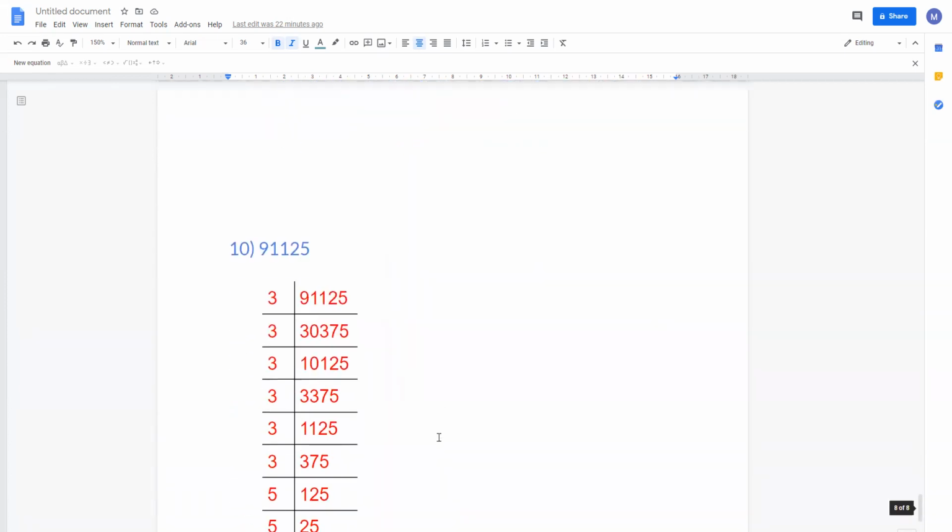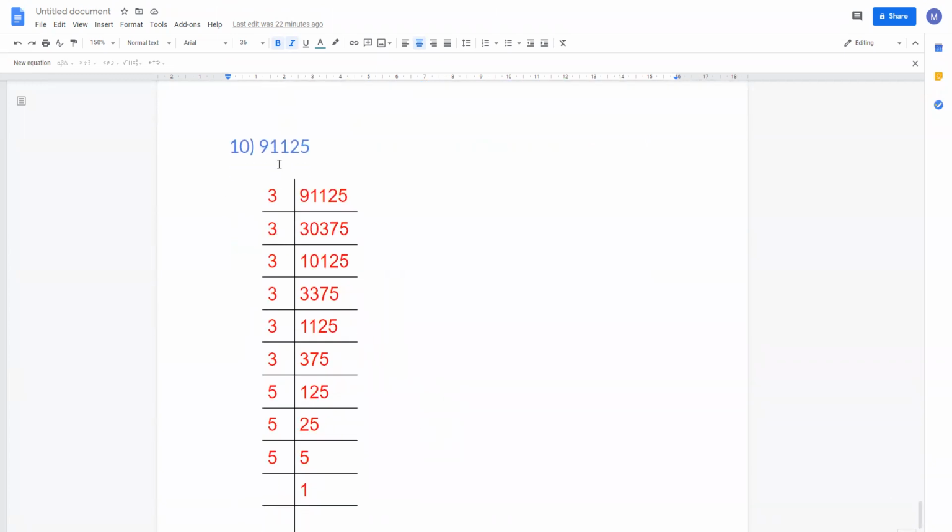Now we are going to the last question of the group, 10th question. 91,125. Now we'll find the prime factors. So the last digit is 5. It is not divisible by 2, but it is divisible by 3. Dividing the given number by 3, you will get 30,375. Again dividing it by 3, you will get 10,125. Again dividing that number by 3, you will get 3,375. Again dividing it by 3, you will get 1,125. Again we can divide it by 3, then you will get 375. 375 again dividing by 3, you will get 125.